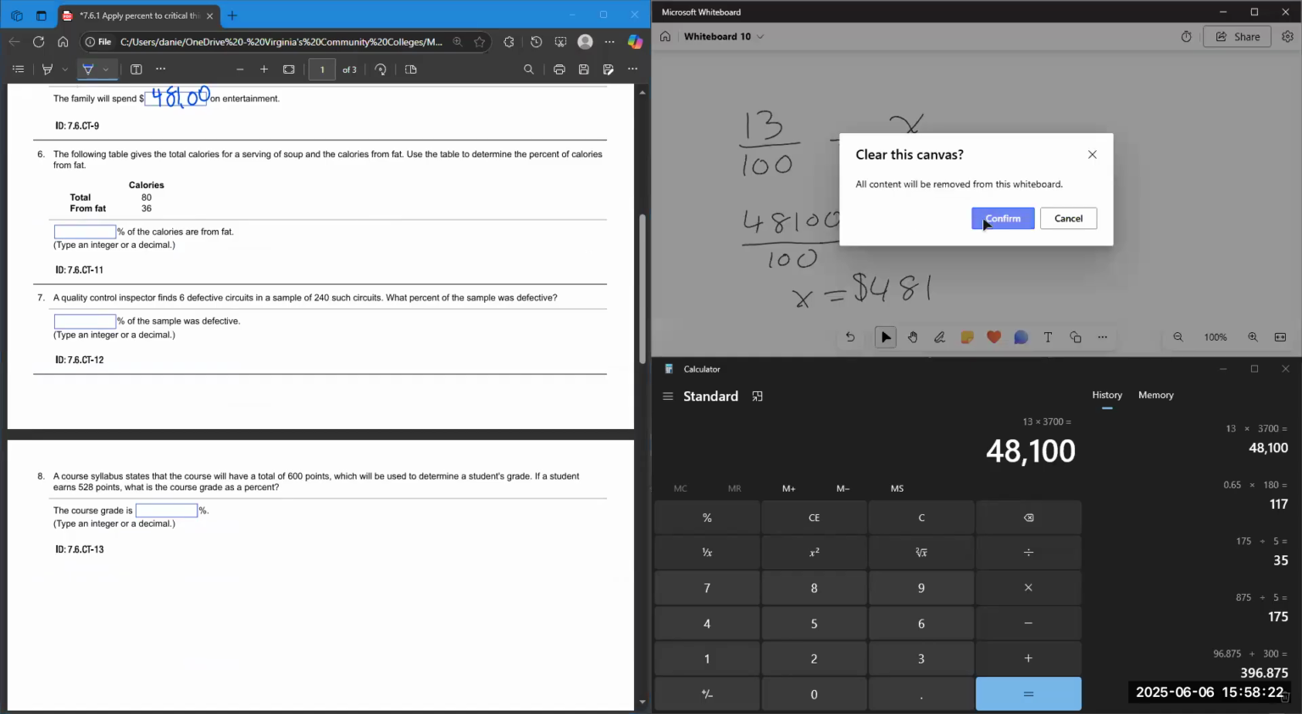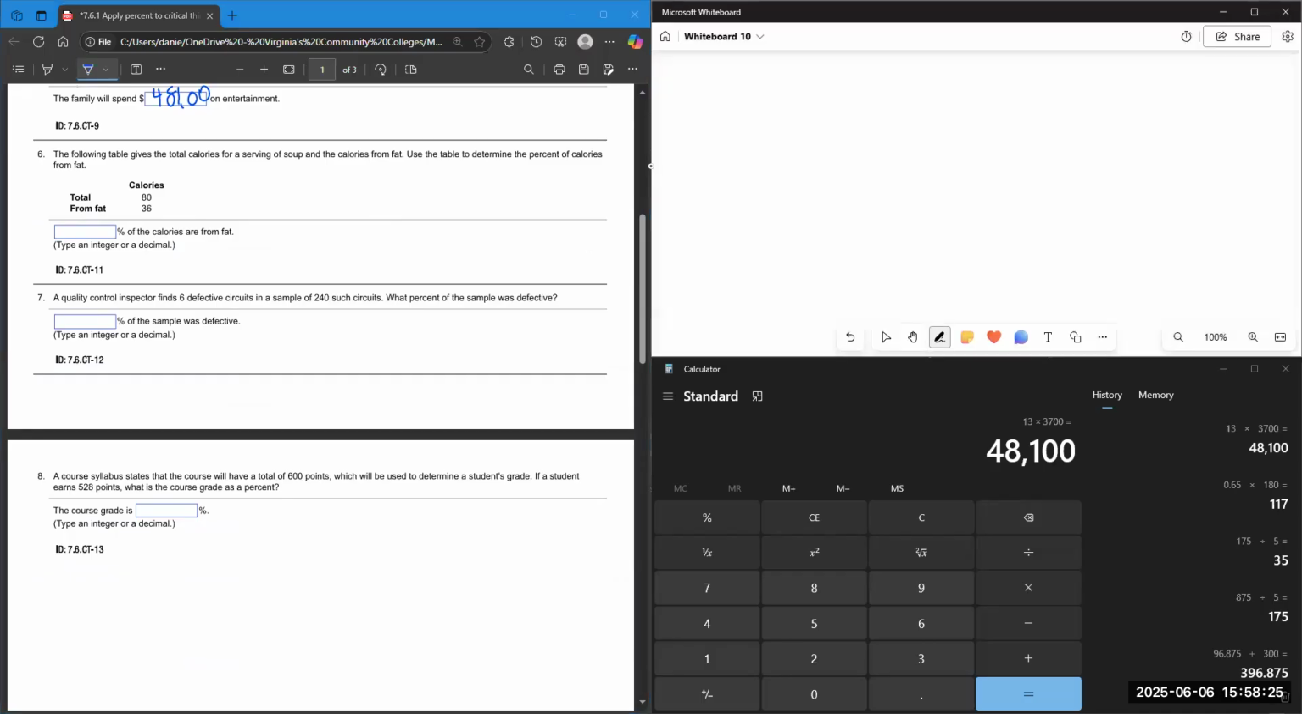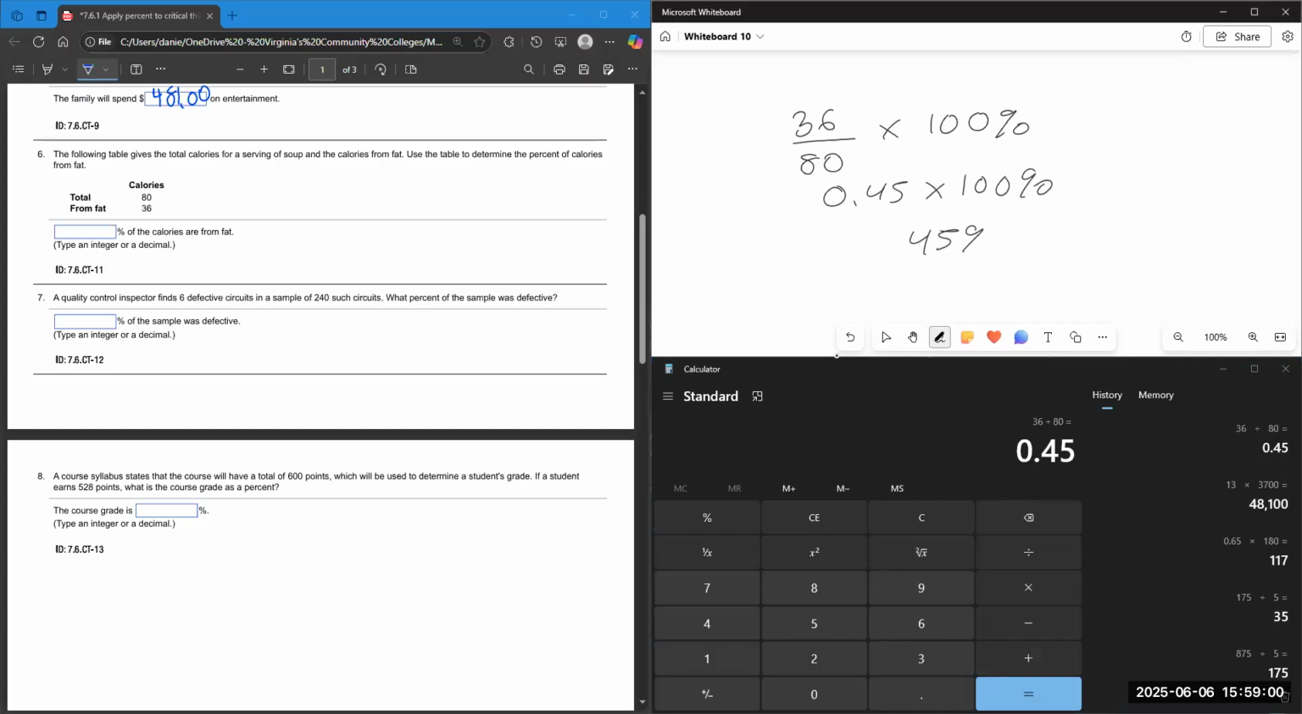The following table gives total calories for a serving of soup and calories from fat. Use the table to determine the percent of the calories from fat. So 36 is the part and 80 is the whole. And then we want to multiply to make a percentage. So 36 out of 80 is 45% of the calories come from fat.